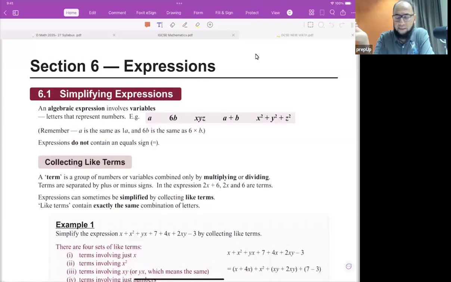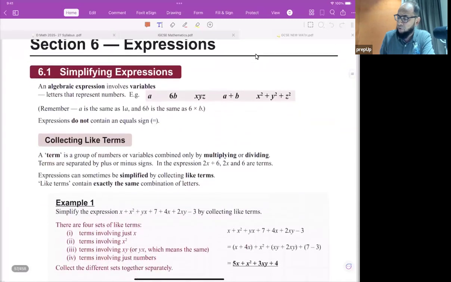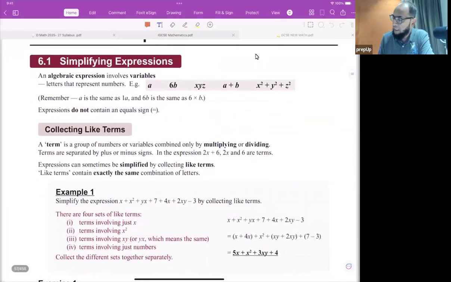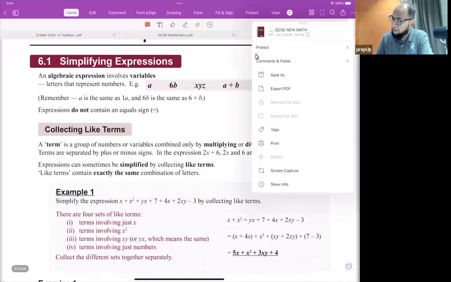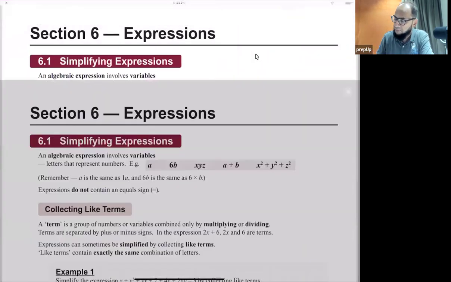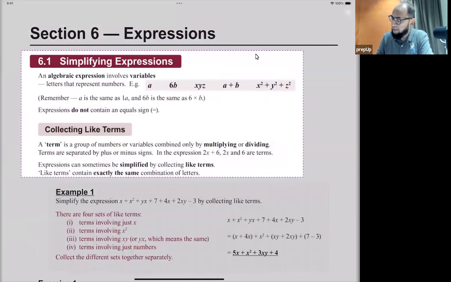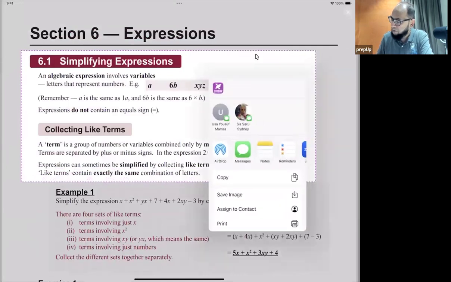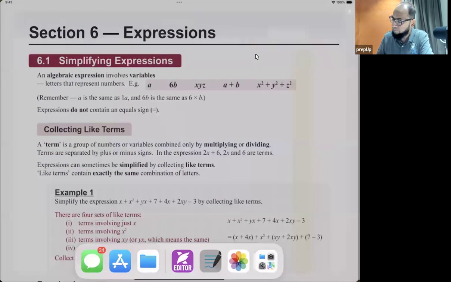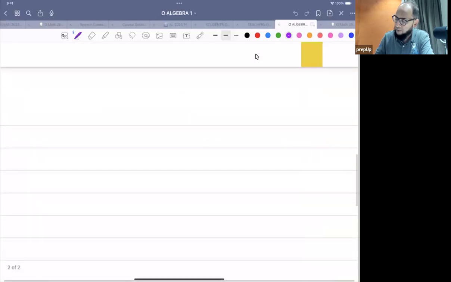So now we are starting with algebra, and as you can see on the screen, this is from a very nice book. There is something about algebra written over here. Now first of all, let me just grab something from here that is about simplifying expressions. So I've just copied it and I'm starting over here.